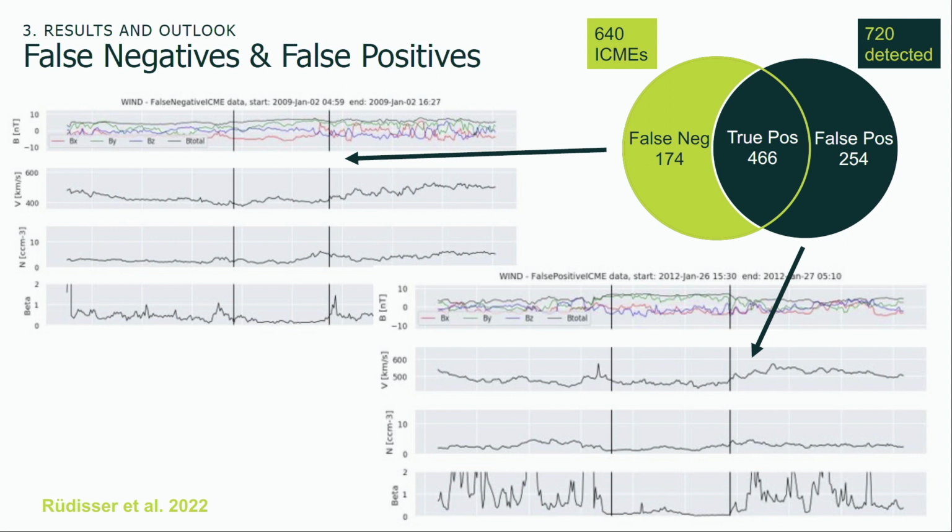So what we figured out is that some of these false positives might actually be at least CME-like structures, and some of the false negatives might be CMEs that don't have all of the signatures, so it might not be a clear CME.